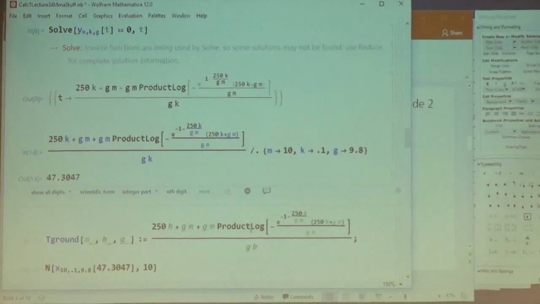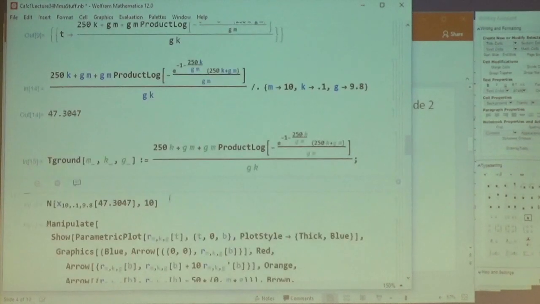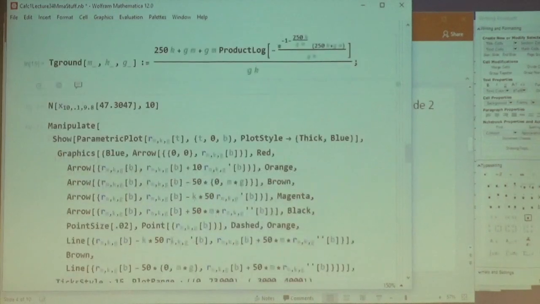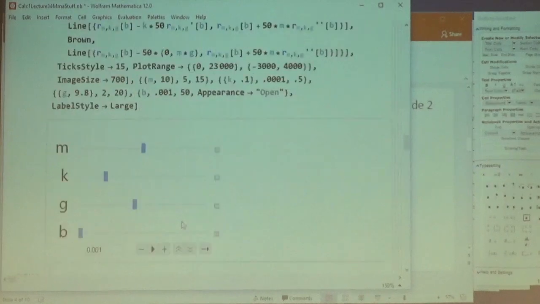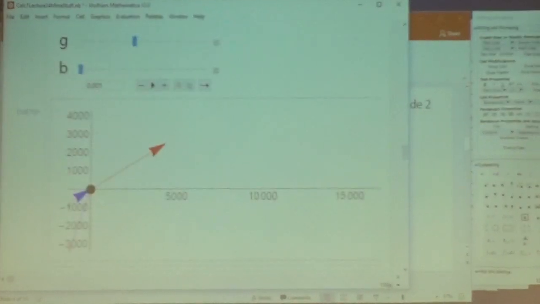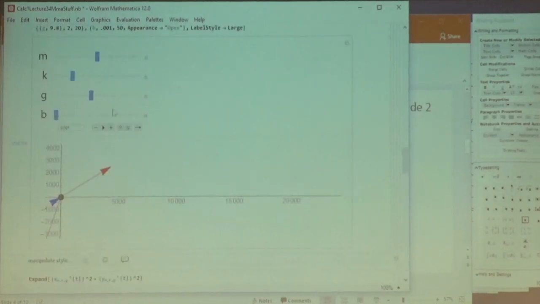And even though I don't know what product log is really, I can still plug it into Mathematica and evaluate it at different spots and make an animation showing the trajectory. So there's the trajectory. There is air resistance here, k is 0.1.